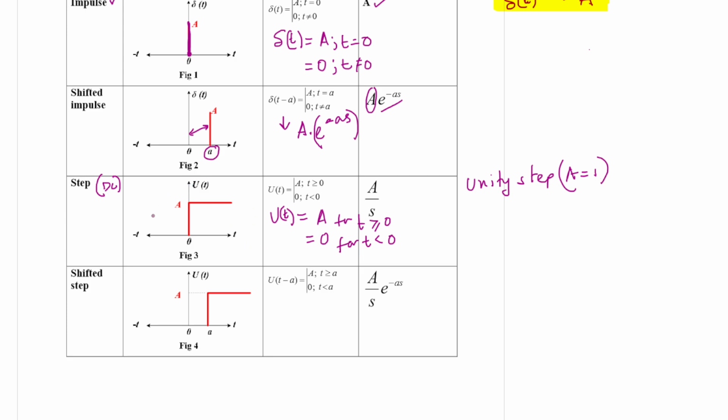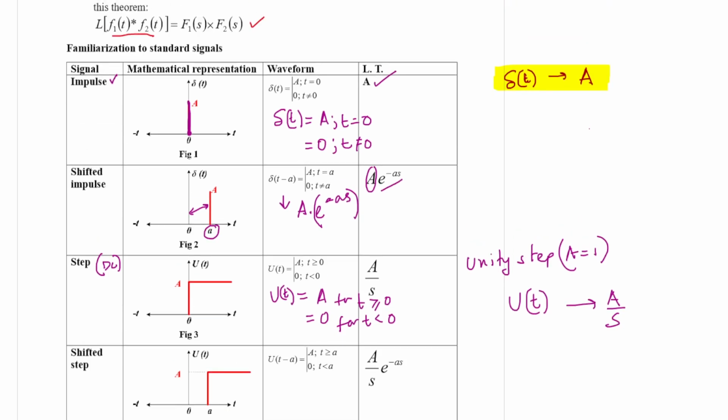So for such a signal, the Laplace transform of a step signal will be A by s. Suppose we have A u(t), then its Laplace transform will be A by s. It's very important. So what is the difference with the impulse? It is only A for the impulse, but in this case we have the term A by s. So A by s is the Laplace transform of the step signal.